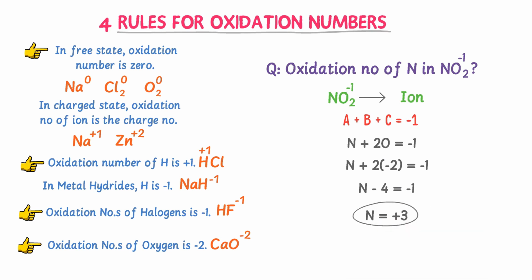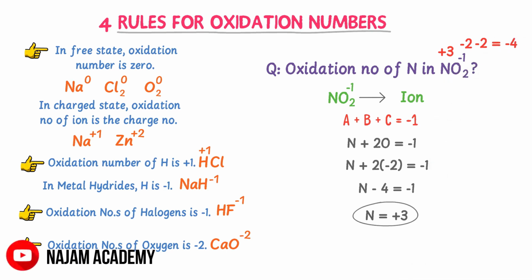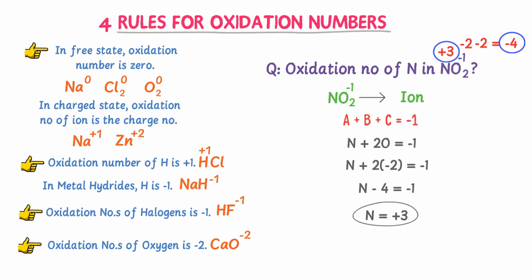Thus the oxidation state or oxidation number of nitrogen is +3 and that of single oxygen is -2. While there are 2 atoms of oxygen present, so -2 plus -2 is equal to -4. Therefore, +3 -4 is equal to -1 and overall the charge on nitrogen dioxide ion is -1.